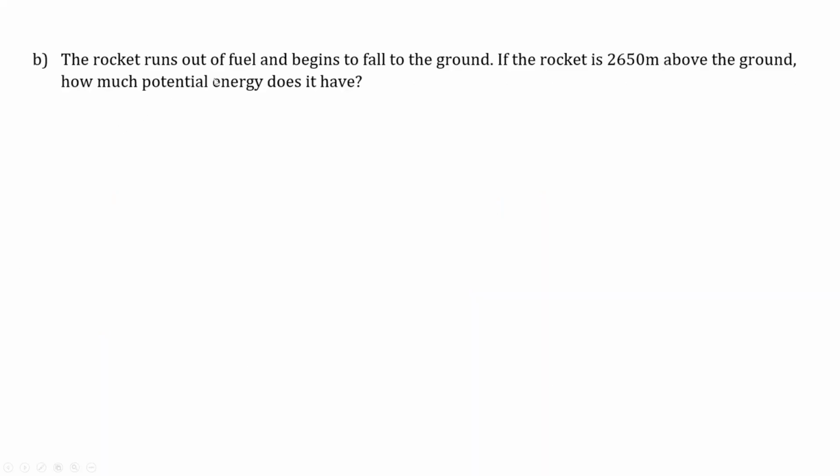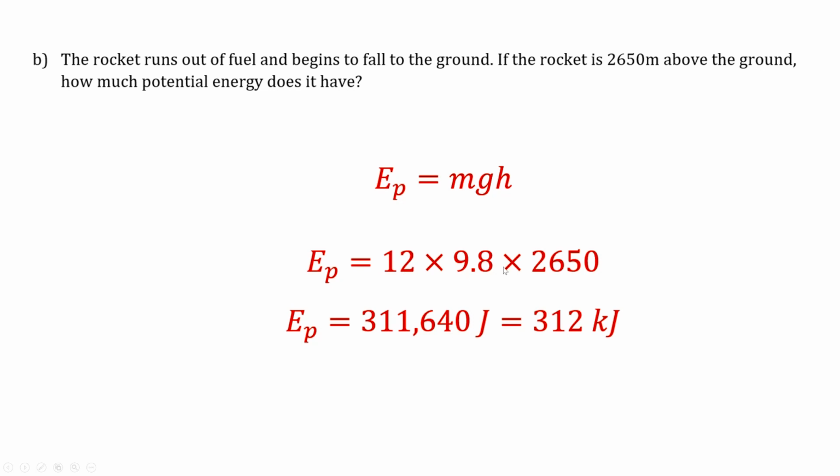Part B. The rocket runs out of fuel and begins to fall to the ground. If the rocket is 2,650 meters above the ground, how much potential energy does it have? This one's not too bad. Mass times gravity times height: 12, because we know it's 12 kilos, gravity, and its height is 2650 meters. It's got 312 kilojoules, 311,640. If you're going to use another equation, use that exact number, but if you're just answering this one, you put it as 312 kilojoules. So that's the three significant figures.